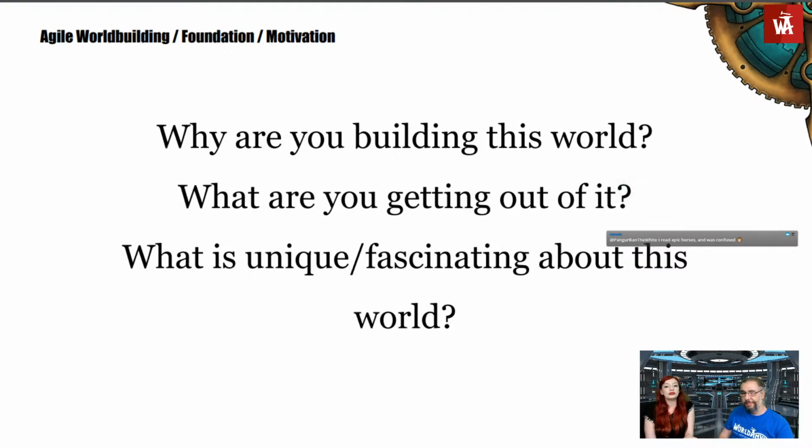Absolutely. And finally, what is unique or fascinating about this world? This is the thing you're going to tell your players. This is the thing where you're like, okay, it's like Lord of the Rings, but in space. Or it's like Game of Thrones, except everybody is playing slime oozes, for example, or something like that. Like, what is the hook? How do you excite them to play your campaign? How do you sum it up in one sentence, in a way?